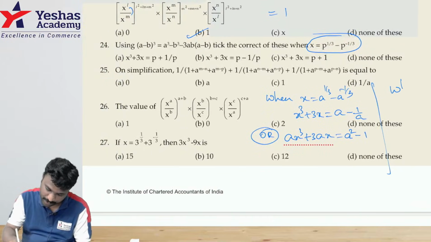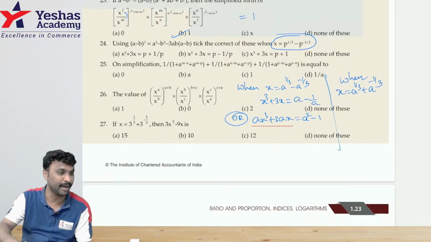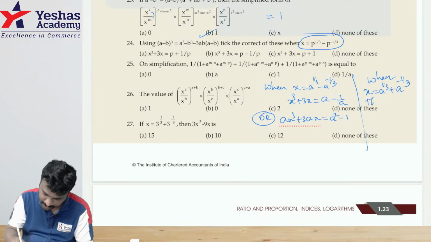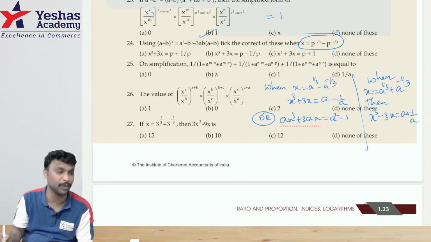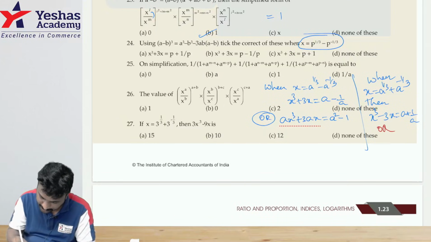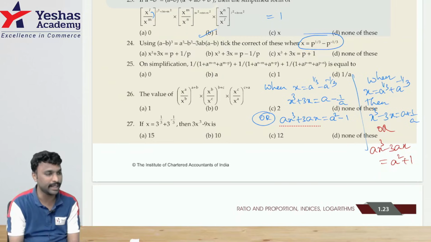Even if they give you x is equal to a power 1 by 3 plus a power minus 1 by 3, if it is plus in between, then x cube minus 3x is equal to a plus 1 by a, or ax cube minus 3ax is equal to a square plus 1. But look at the question.